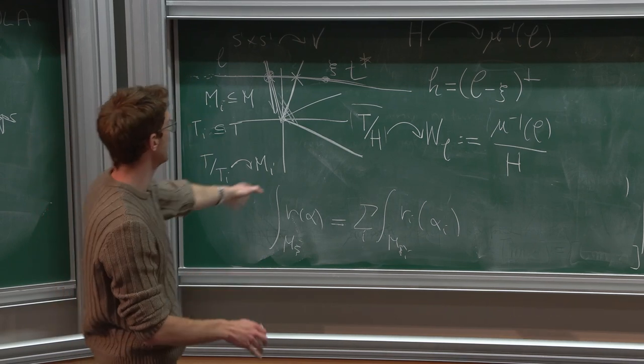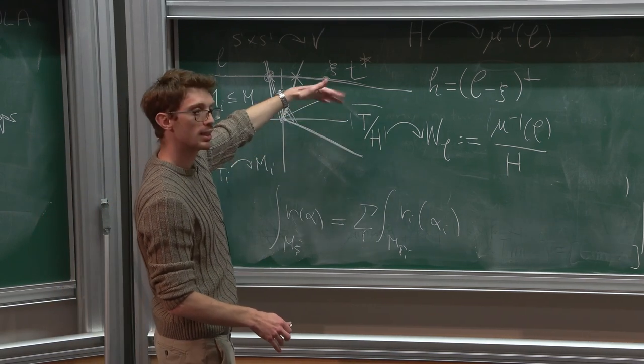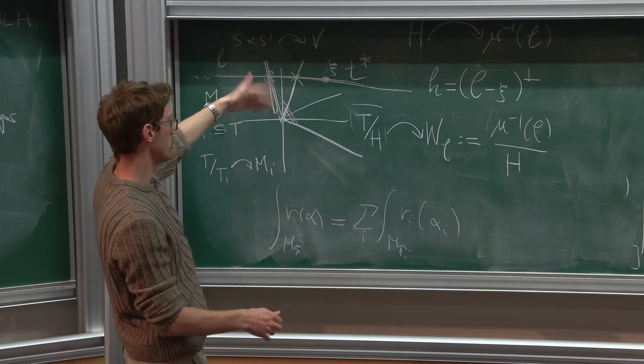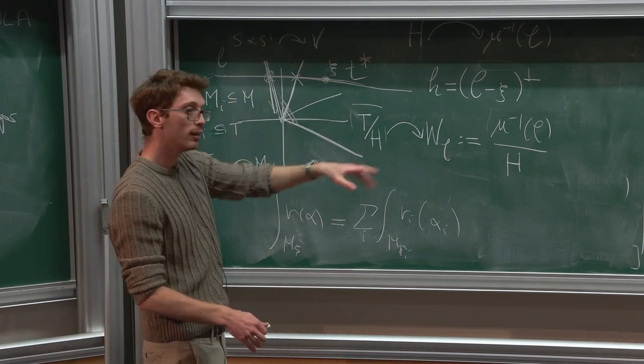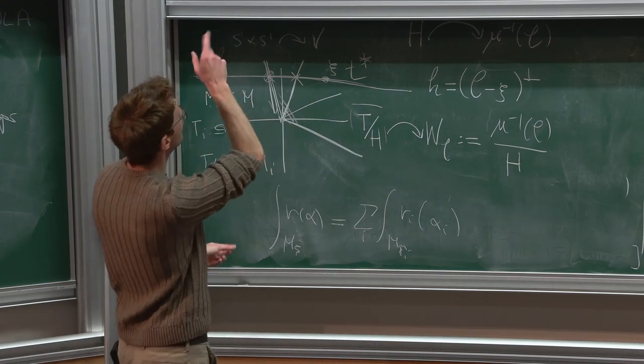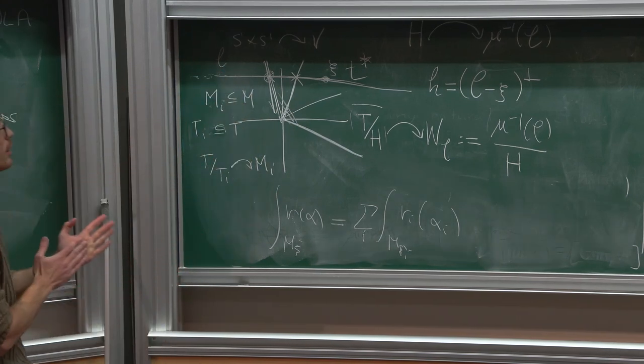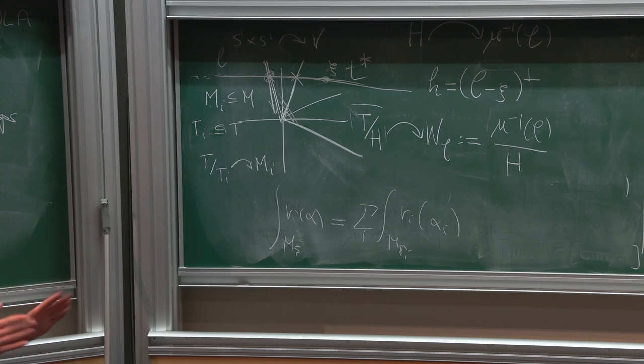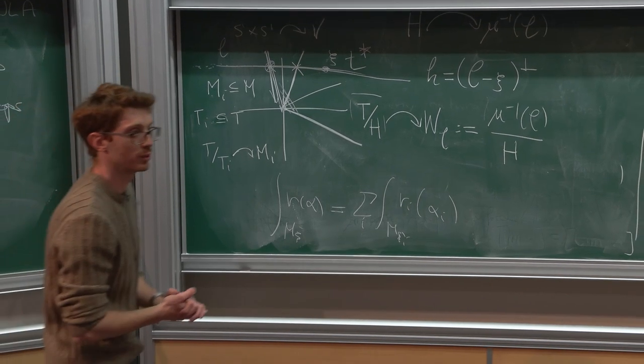The last thing I want to say is that there is a canonical way to choose these lines. For every choice of these lines, you obtain a valid formula. But there is a canonical way to choose these lines so that you obtain precisely the Jeffrey-Kirwan residue formula. So that was all, and if you have questions, please.